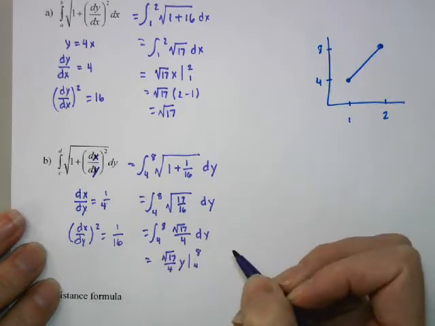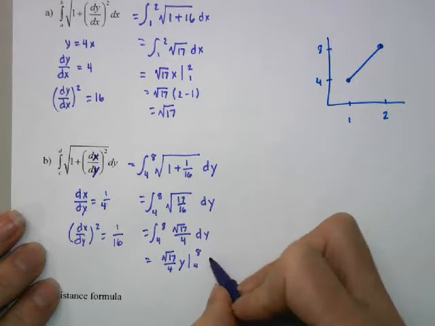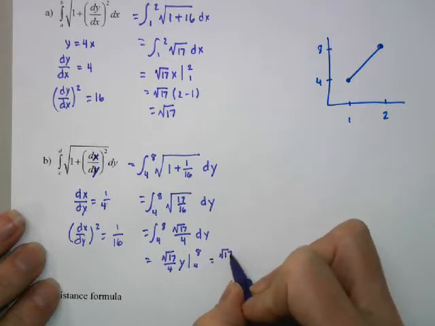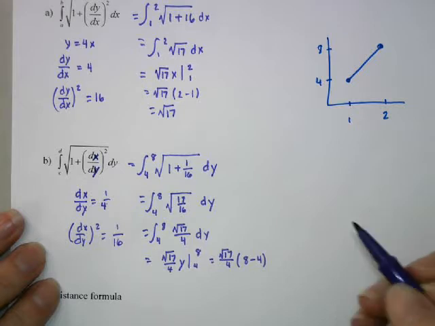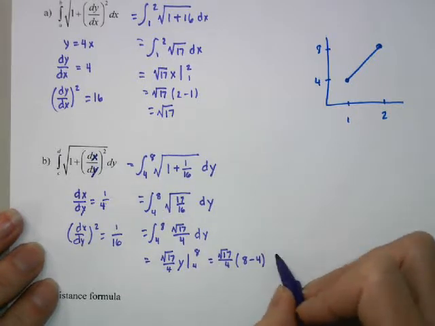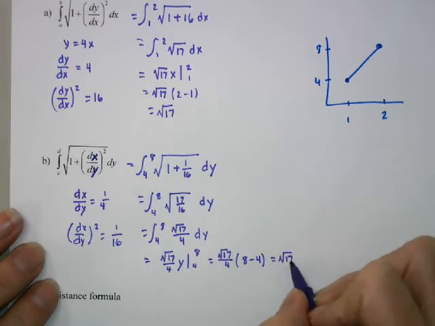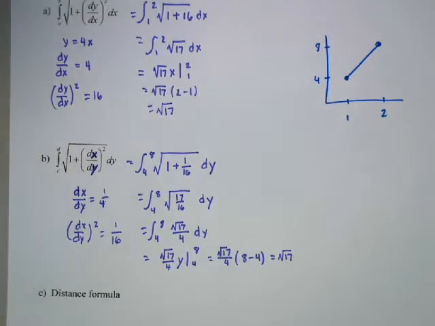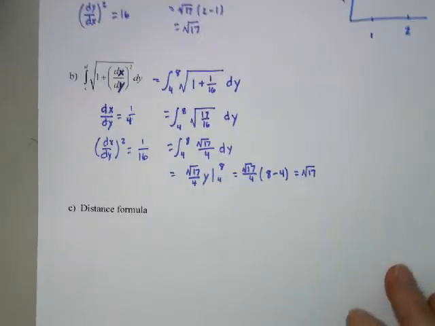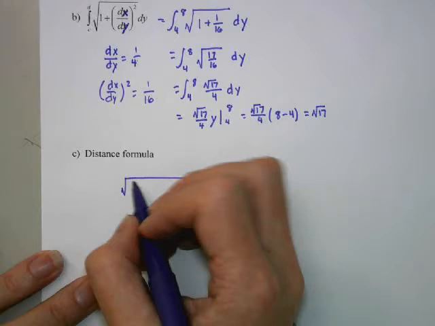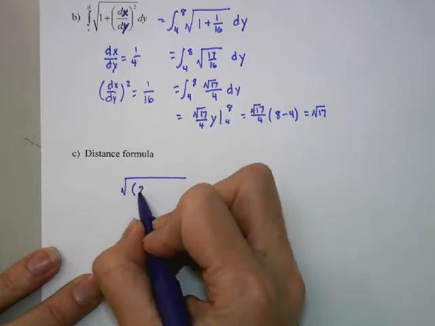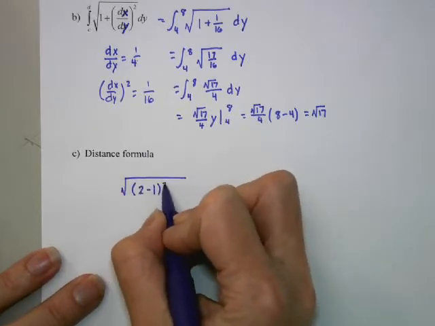Okay, lastly, good old distance formula. So that's going to be the square root of x2 minus x1 squared plus y2 minus y1 squared. So we get 1 squared plus 4 squared, the square root of 1 plus 16, which, drumroll please, is the square root of 17.